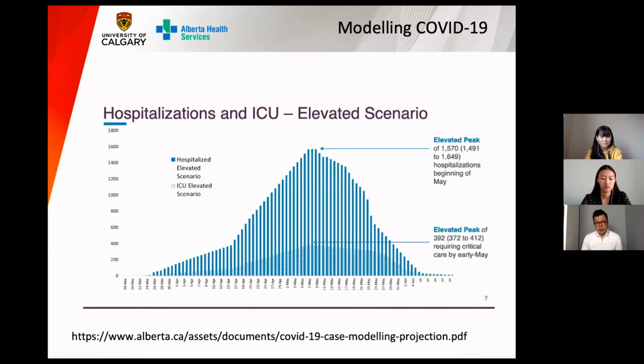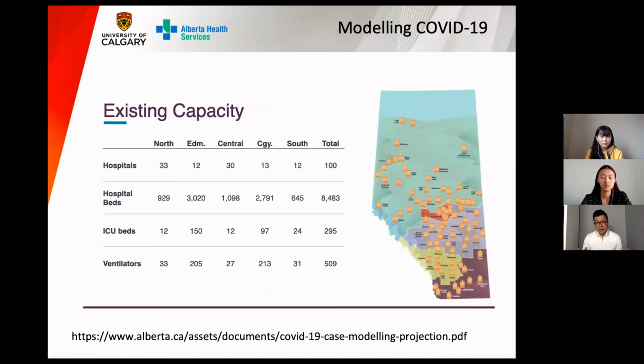And then under the elevated scenario, where we talked about a 1.5 million infection rate, about 1,500 would require hospitalization. And again, using that same principle, about 25% requiring ICU admission, we need 400 critical care beds. So then they look at the existing capacity in Alberta. So we have 100 hospitals in Alberta. And this was a good, cool learning experience for me, just because I don't really look at this. I'm just focused in my own world at the Tom Baker at the Foothills Hospital. But in Alberta, we have 8,500 hospital beds, 300 ICU beds, and about 500 ventilators.